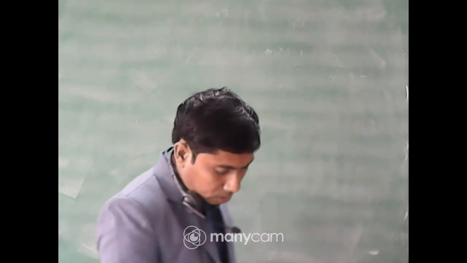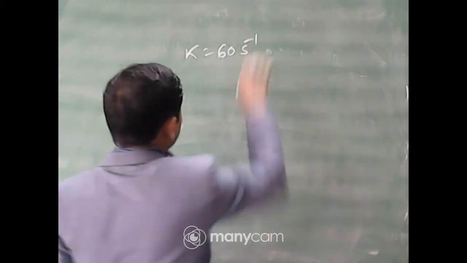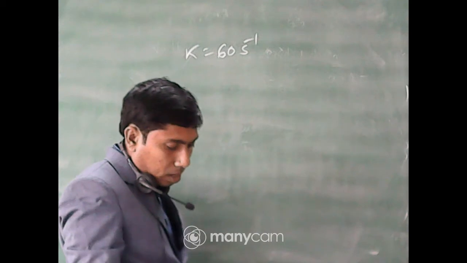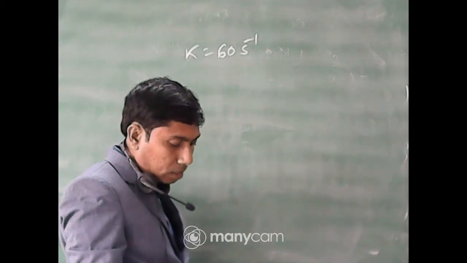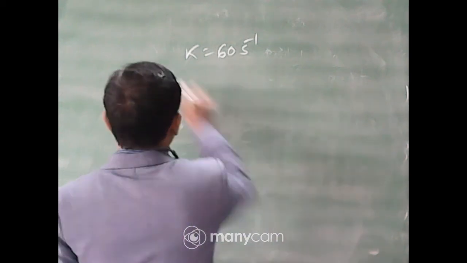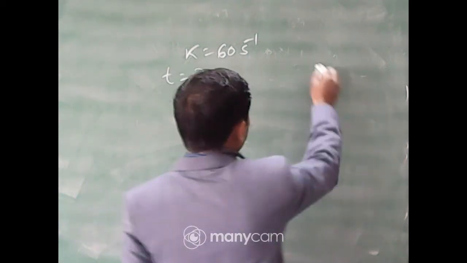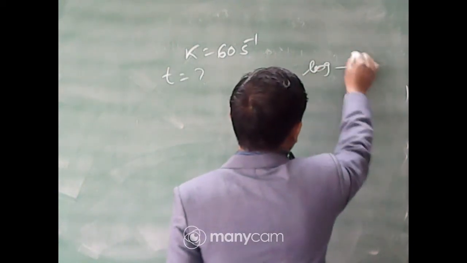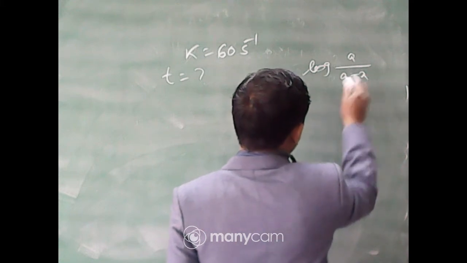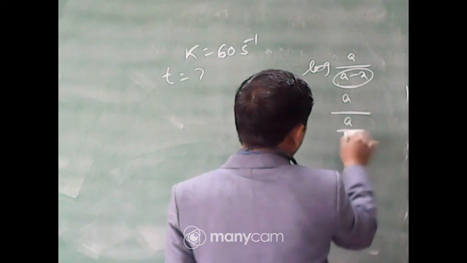The rate constant for a first order reaction is 60 second inverse. How much time will it take to reduce the concentration of the reactant to 1/10 of its initial value? So calculate the time to 1/10, that is log of a by a minus x. So a minus x will be a by 10.